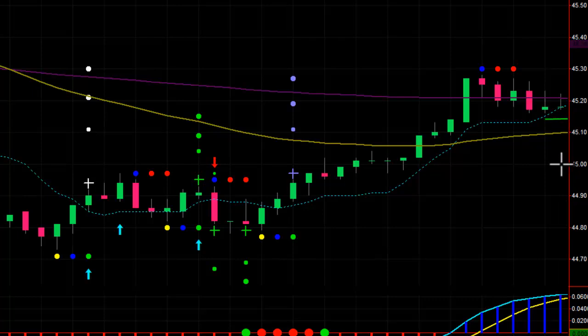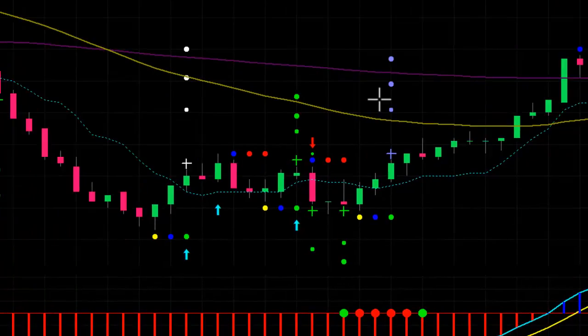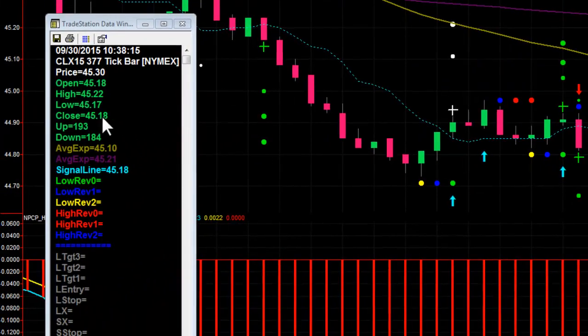Now, I just made a mistake. Why did I make a mistake? Well, this is subtle, but it makes a big difference. Remember I said that every bar has to close above the signal line before we move our stop. This bar closes at 45.18 and the signal line's at 45.18. It didn't close above the signal line. It closed on the signal line.